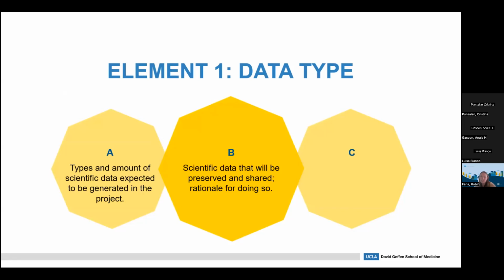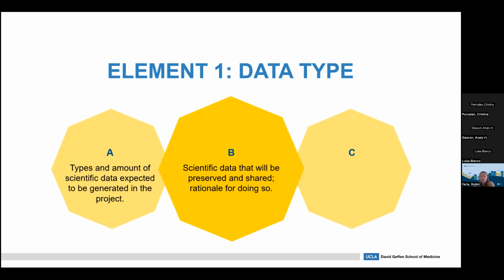The second section, on scientific data that will be preserved and shared, and the rationale for doing so, is really about this: you may generate a lot of data, and not all of it may be shareable or worth sharing. So it's helping to explain better what data you plan on sharing and your rationale, especially if you have data that you don't plan on sharing. If there's a rationale for not sharing, this is where you'd want to have that discussion as well.